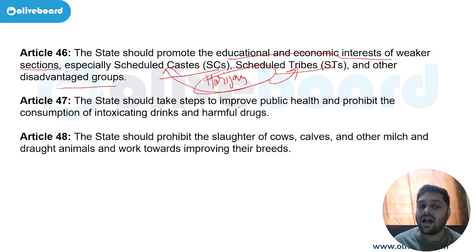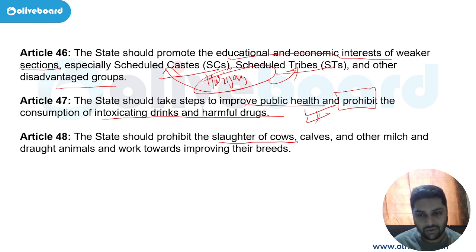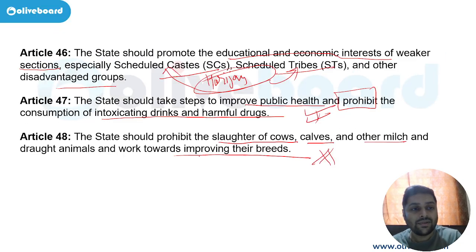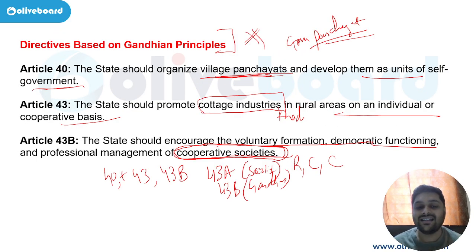47 says that the state should take steps to improve public health and prohibit the consumption of intoxicating drinks and harmful drugs. So see how detailed they are. Finally, the state should prohibit the slaughter of cows, calves, and other milch animals and work towards improving their breeds. So these are some of the principles which are Gandhian in nature.